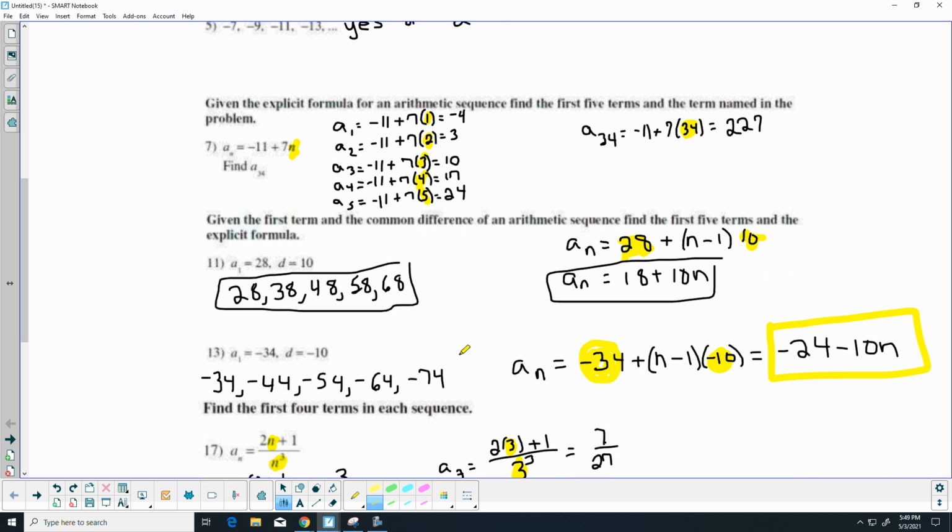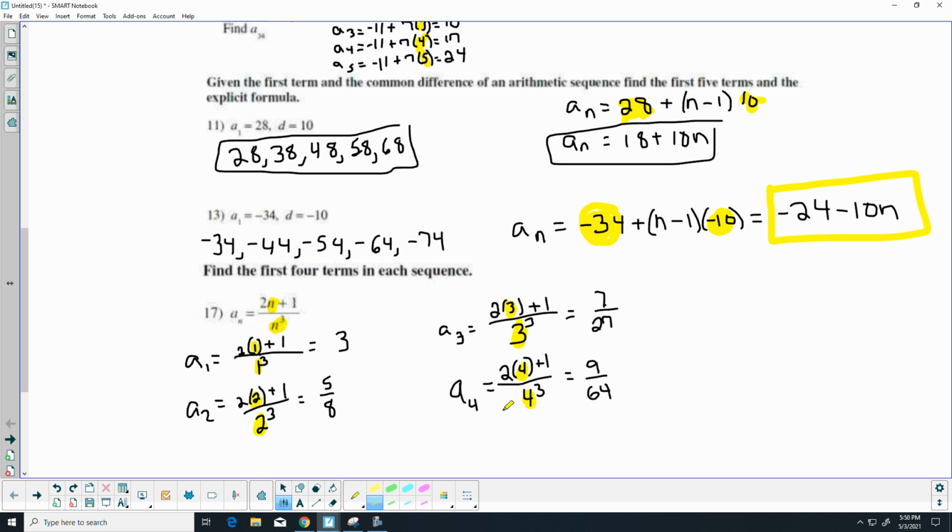Same thing for number 13 here. You're starting at negative 34. That's my first term. And you're going to be going down 10. So negative 34, negative 44, negative 54, negative 64, negative 74. You have your first term and your common difference. You can come up with an equation.